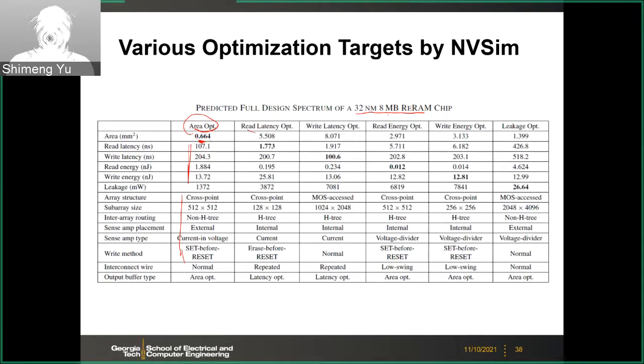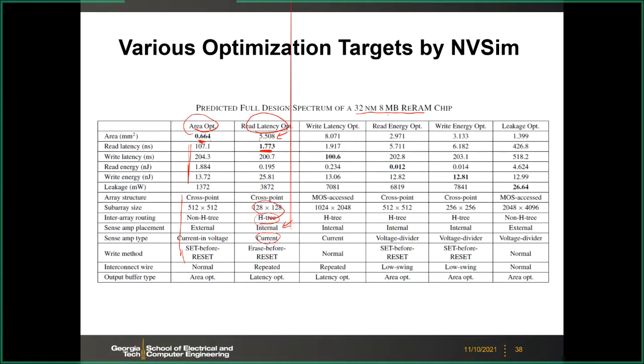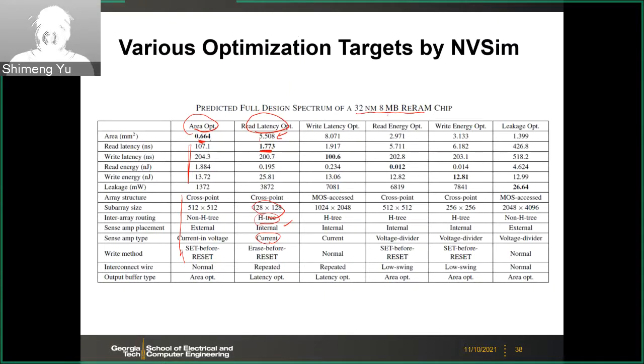And similarly, you can look at other properties. If you want to optimize for the read latency, then the area needs to be significantly increased, and read latency can go down to like 1.7 nanoseconds, which is close to the SRAM. But then the trade-off will be smaller subarray size. This also explains why you have larger area, and also you have to use H-tree, current mode sensing, and internal sensing. So this gives you some of those extreme cases for certain metrics.